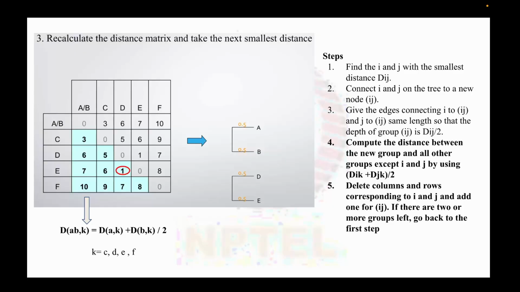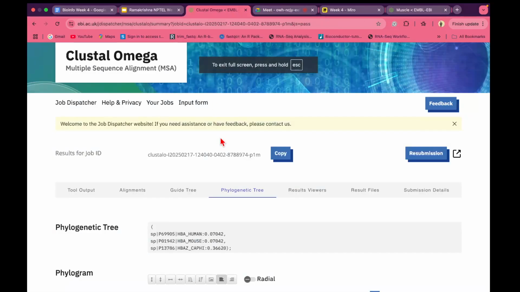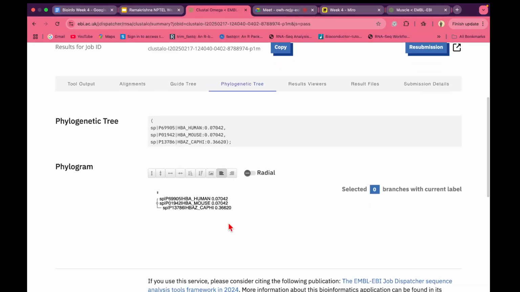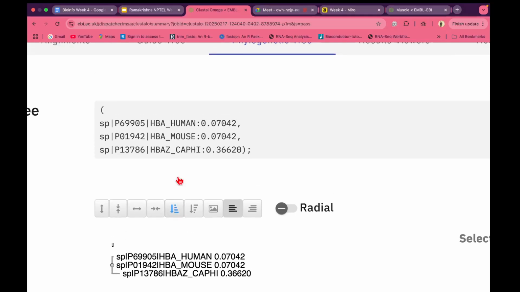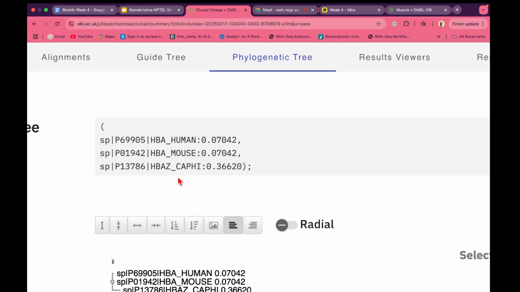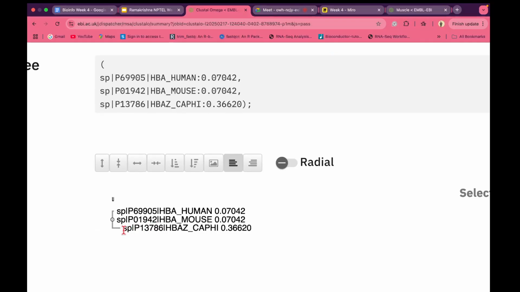So this is how UPGMA and neighbor joining methods are used on any multiple sequence alignment to construct a phylogenetic tree, visualizing the evolutionary distance between them. Nowadays, all these multiple sequence alignment tools give an automatic guide tree or phylogenetic tree generation. So this is a tree. Here, in this alignment of three sequences, the hemoglobin subunit of capybara is the outgroup because the mouse and human have high similarity.